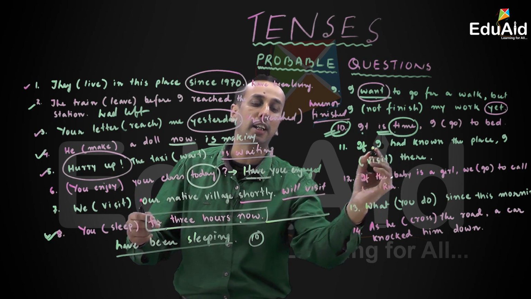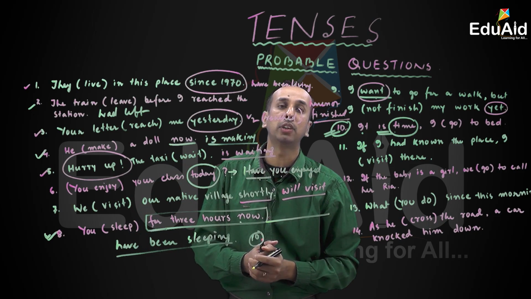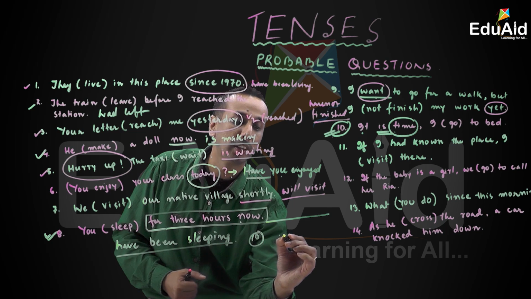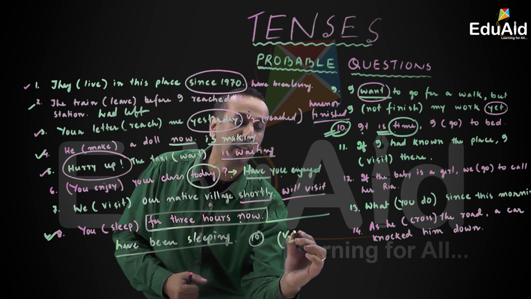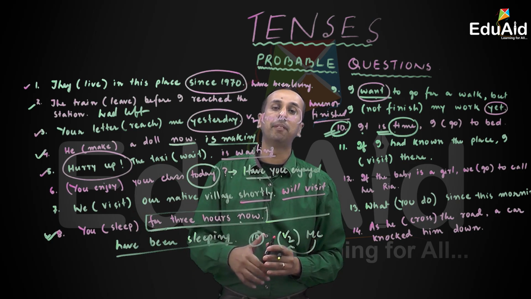If a sentence starts with the clause "it is time", the verb of the main clause, we will have to write it in the past tense, the simple past tense.